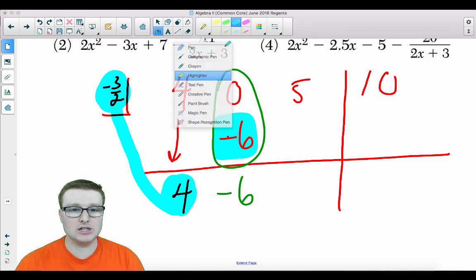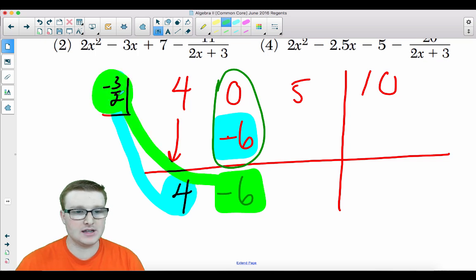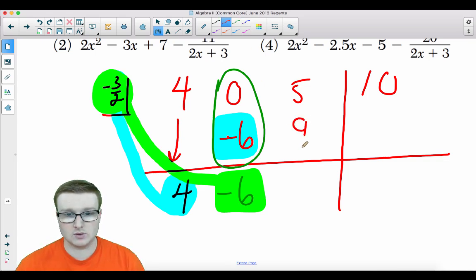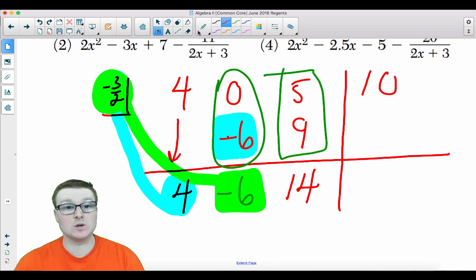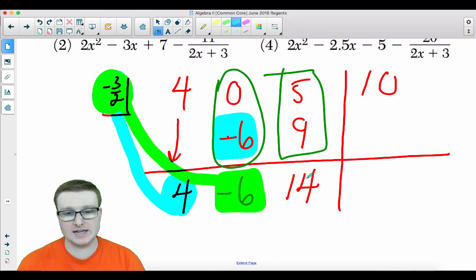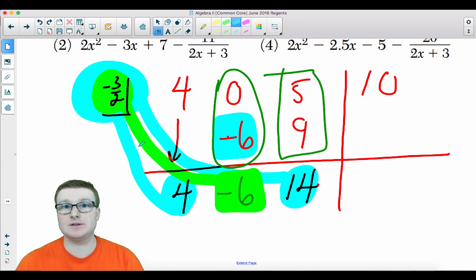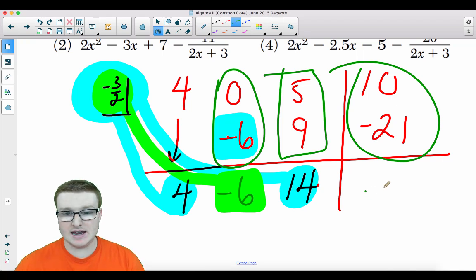Now we're just going to repeat the process. Take negative 6 and multiply it to the negative 3 halves. Negative 6 times negative 3 halves gives you a positive 9. Now we're going to add these two numbers. 9 plus 5 is 14. Bring down that 14 over here. Now once we get that 14, we do the same thing as before. I'm going to take that 14 and multiply it to that negative 3 halves. 14 times negative 3 halves gives you a negative 21. Now you add these and you get negative 11.